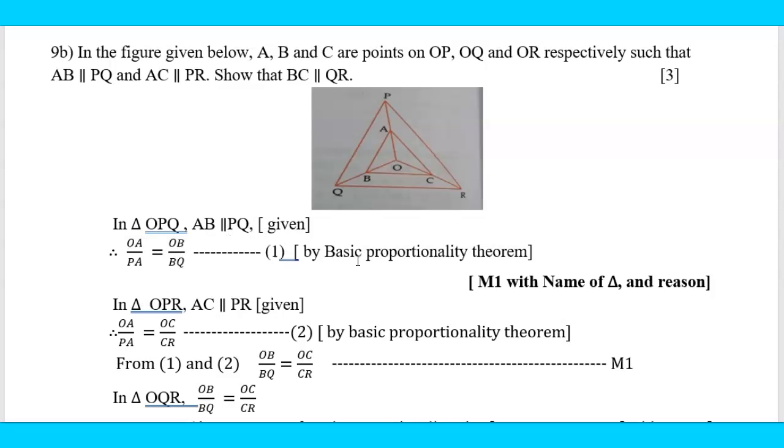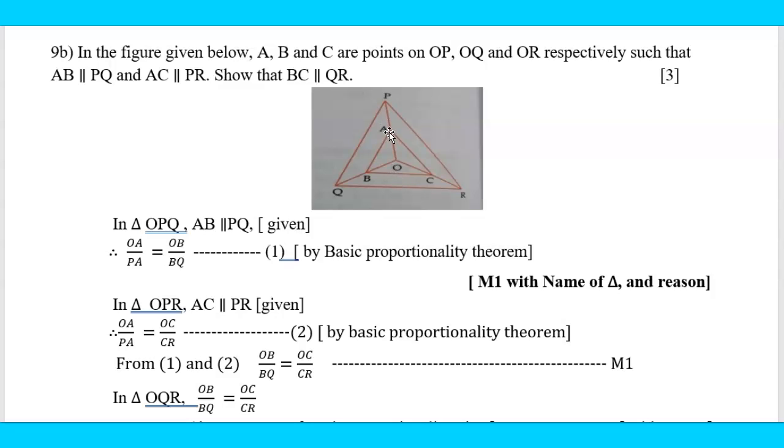After that, you have to write the reason. You have to name the triangle, and marks will be given when the name of the triangle is given with the reason. Without that, if you have written that this triangle is missed out and directly write, you will not get the mark. In the same way, take the other triangle, OPR: AC is parallel to PR.